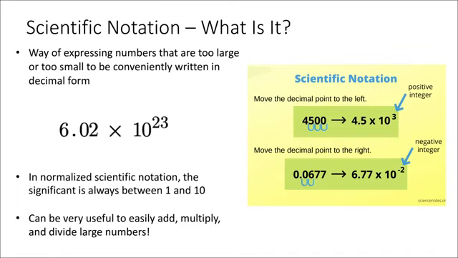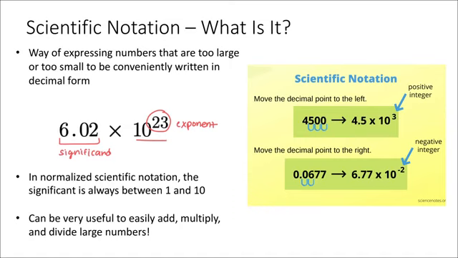What we say is this number right here is the significand, that's the official term, and then this is our exponent. And so essentially we can represent a very long number, one with 23 decimal places past this number, using scientific notation. The significand is always between 1 and 10 in normalized scientific notation form. And this can make it really easy to add, multiply, and divide numbers that are very large and would otherwise be difficult to do by hand.